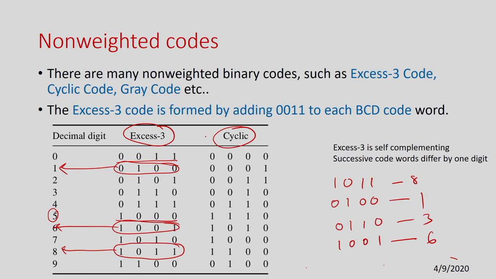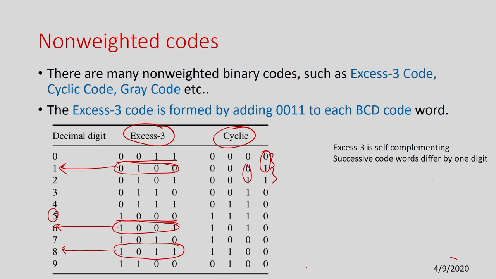In the cyclic code, what is happening? It is obtained in such a way that two consecutive codes differ by a single digit. If you see this particular cyclic code and take any two combinations, for example these two, they differ by only one bit. If you take these two combinations, they differ by only one bit. If you take these two, they differ by only this bit, and so on.